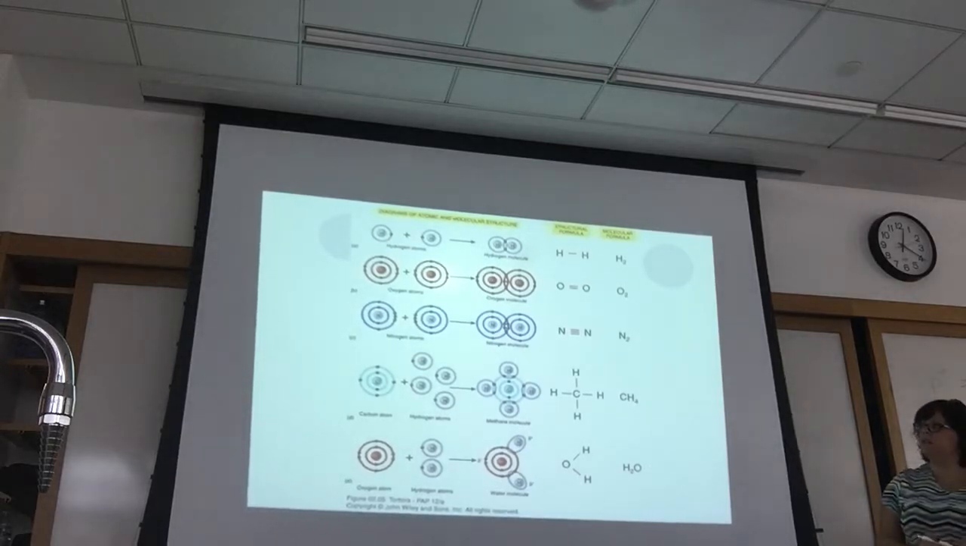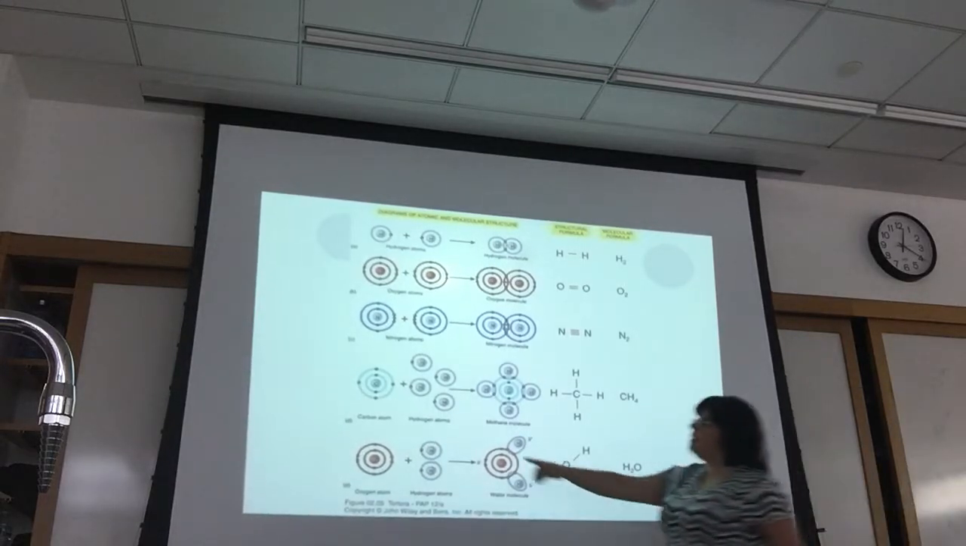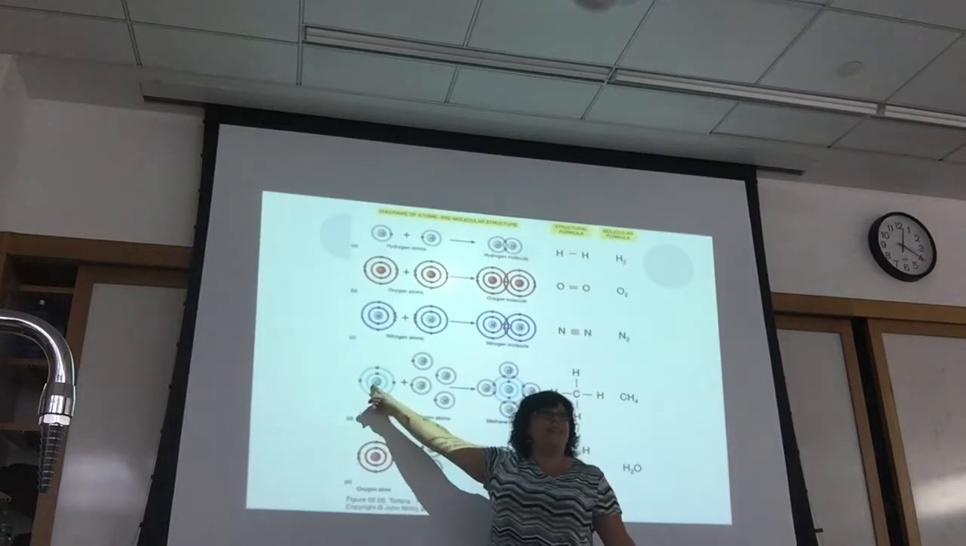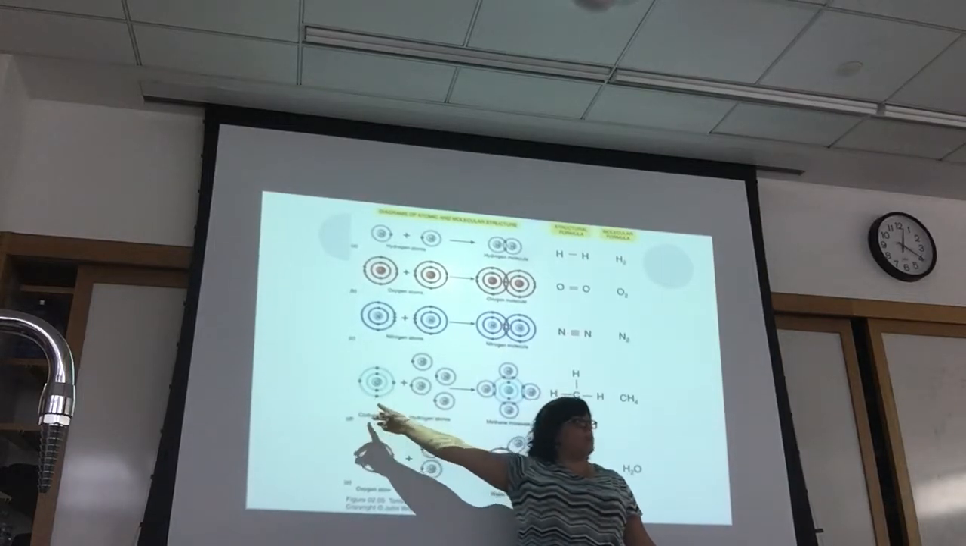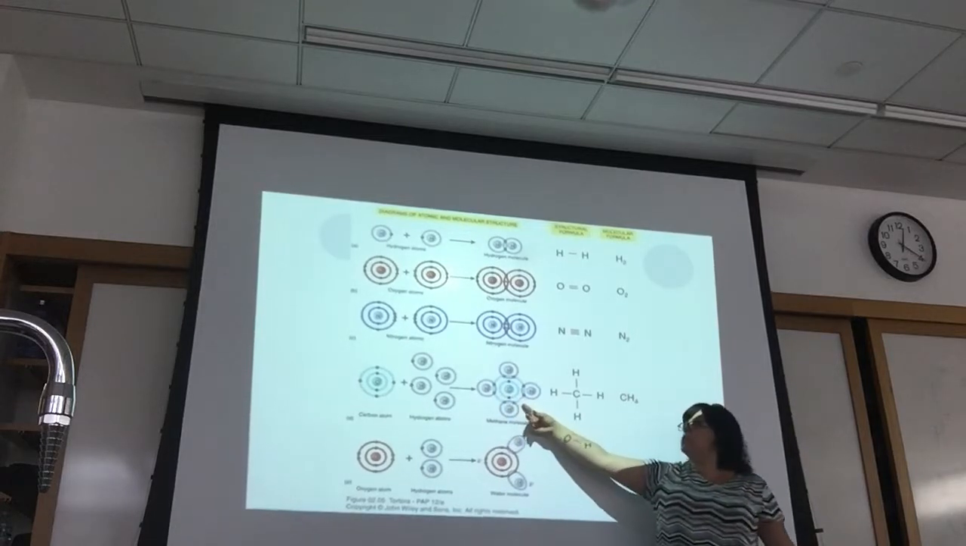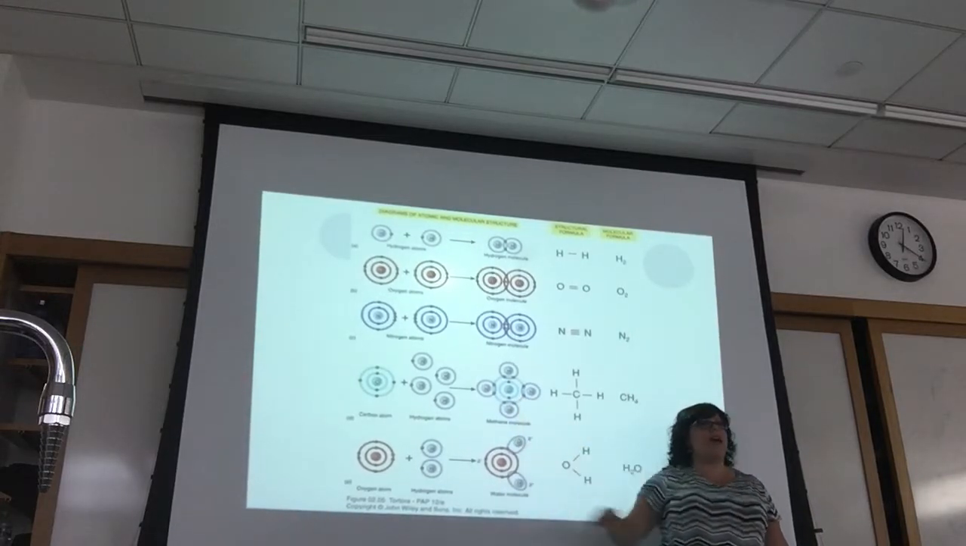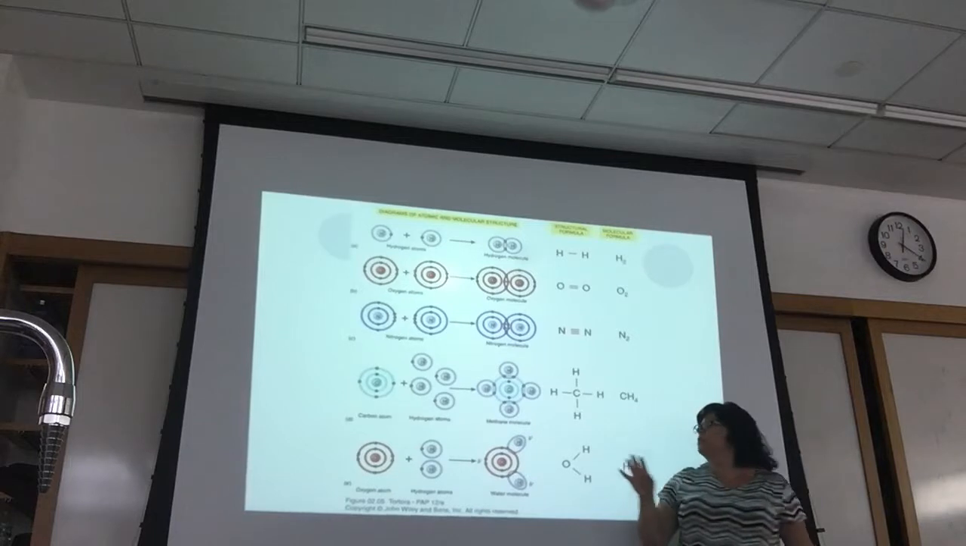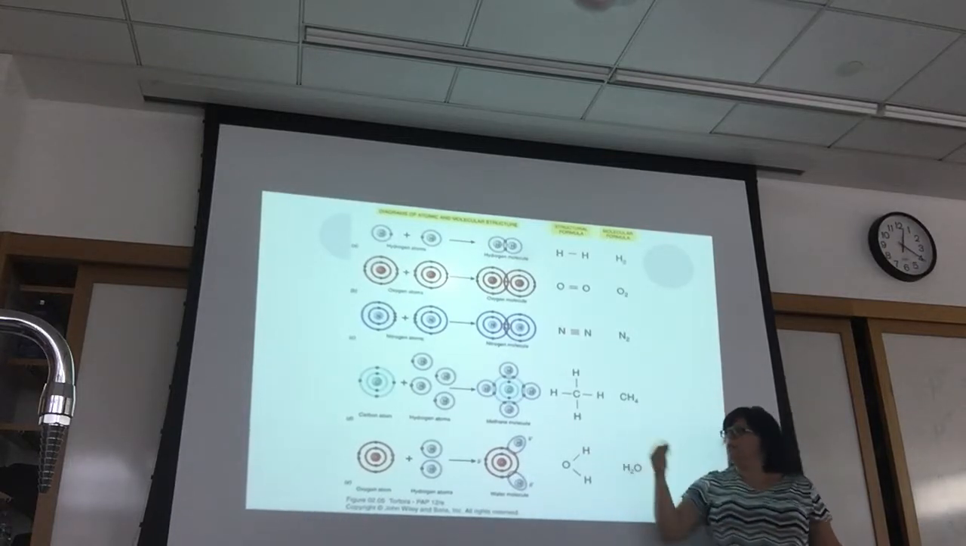Questions on that? We're starting out with the atoms individually. They're not stable because their outer orbital is not full, and then they combine, they share electrons within the outer orbital only to become a molecule.